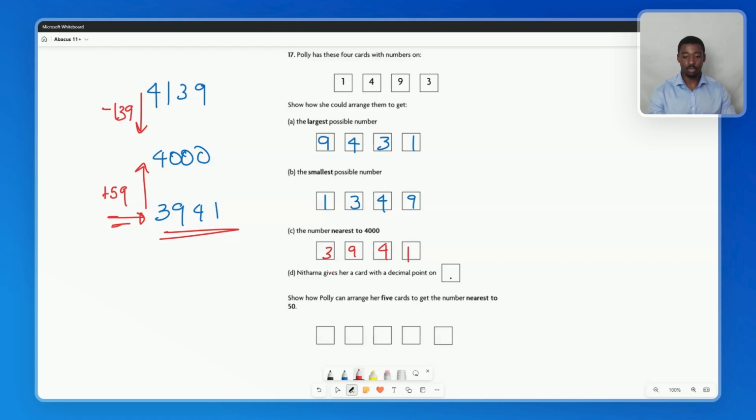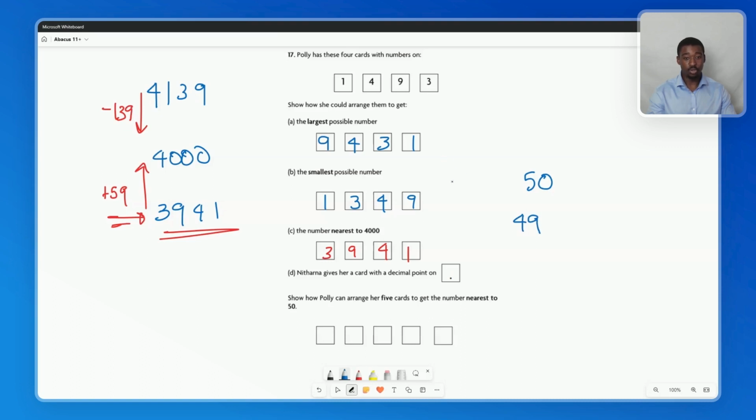And now for part D, we're told that Nithana gives her a card with a decimal point on. So we have a decimal point now. How can Polly arrange her 5 cards now to get the number nearest to 50? So let's think about this. We have 50. To get close to 50, out of the numbers and cards we have, we're going to want to start with 49.